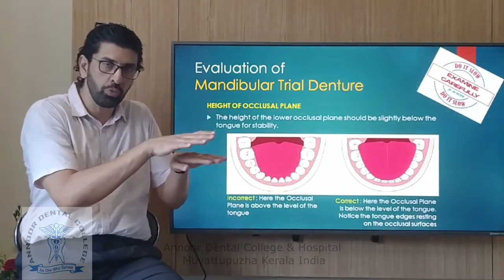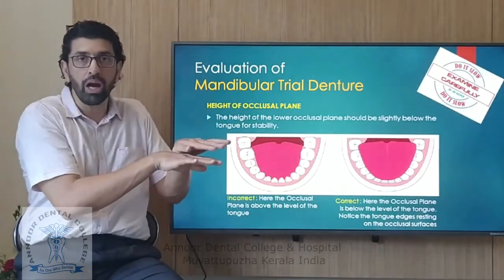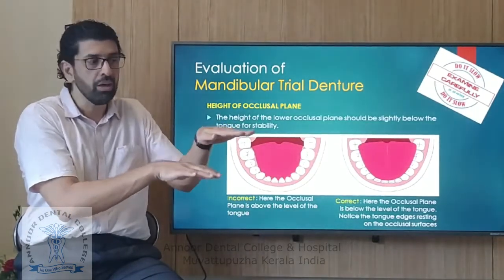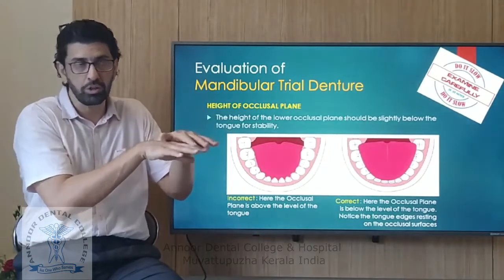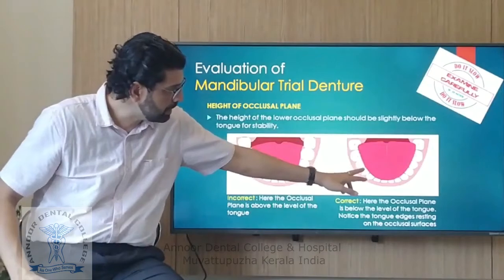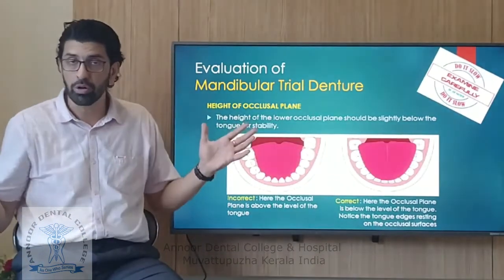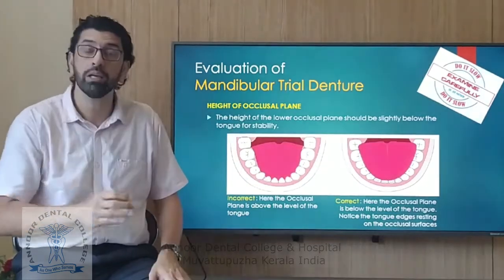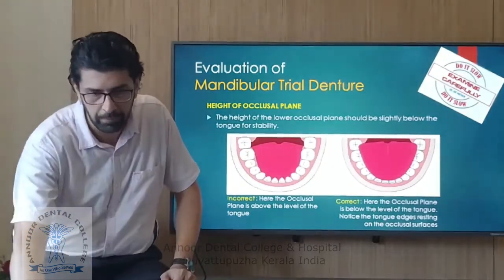so that when the patient is moving and talking, the tongue is moving around, the denture is held in place. You don't want the tongue to be under the occlusal table of the teeth, which gets lifted up or unstable because the tongue is trying to move. So in this aspect, you can see that the lingual borders of the teeth are covered by the lateral borders of the tongue, which is the right way the arrangement should be, the height of the plane should be. Okay.